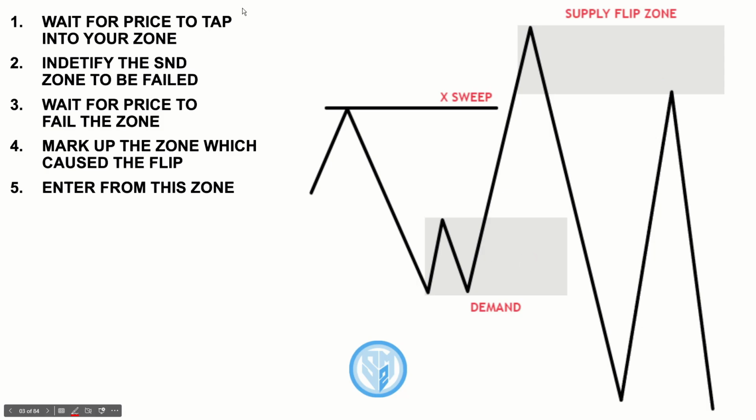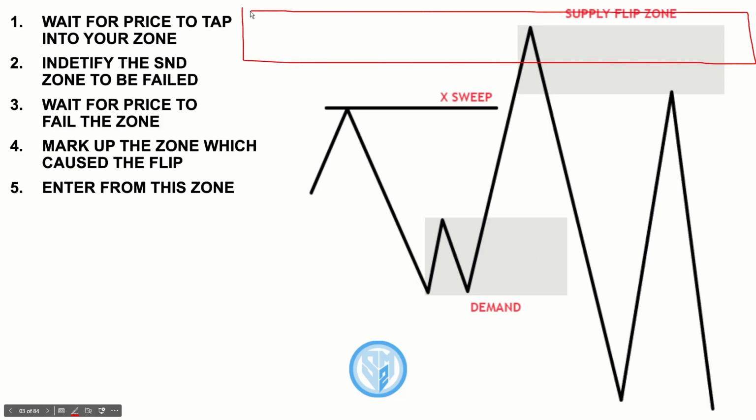So let's say overall we tapped into this red box. This red box is a higher time frame POI. Let's say on the 1 hour time frame, it's a supply zone on the 1 hour time frame. Now we can see price has tapped into this zone. So what are we looking at right now?